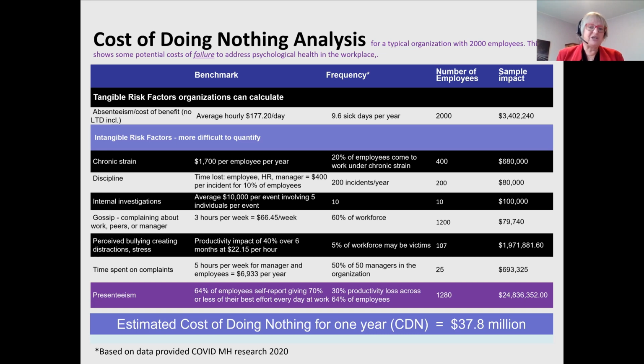Because of distress, childcare, elder care, trying to be teachers at the side of their desk, trying to work in environments that are difficult because of ergonomics, because of not having access to the technology. So if 64% of those employees are losing about 30% productivity because of the COVID presenteeism issues, that employer with 2,000 employees is losing $24.8 million. So the cost of doing nothing on mental health is costing you $37.8 million if you have 2,000 employees.